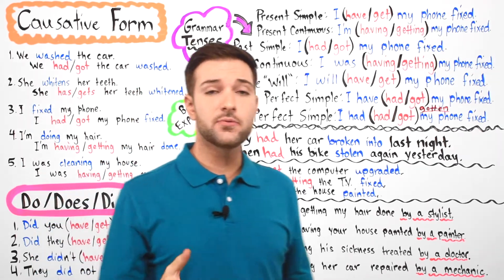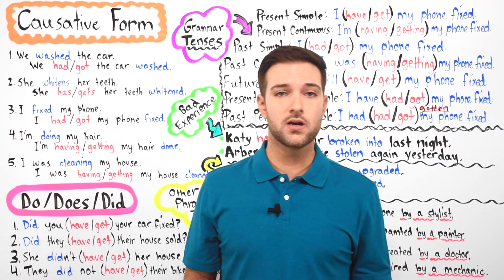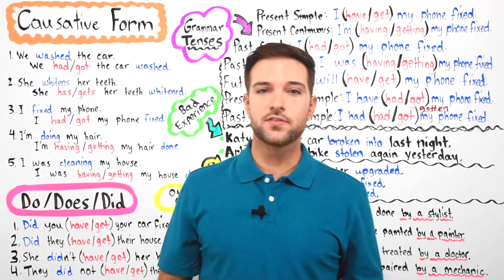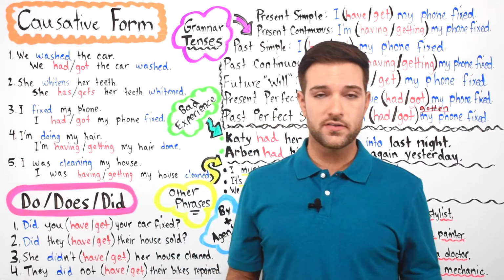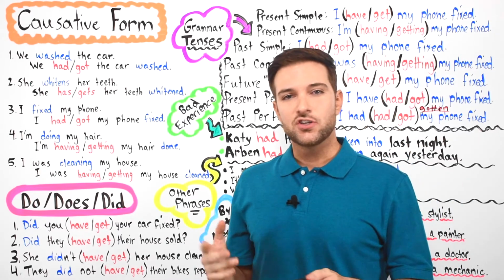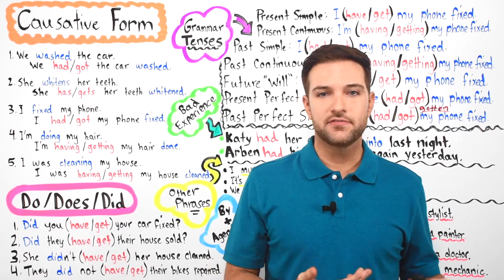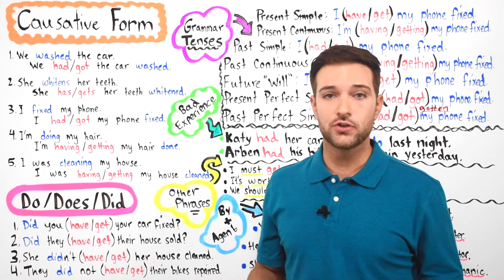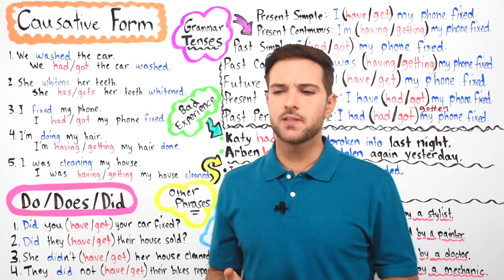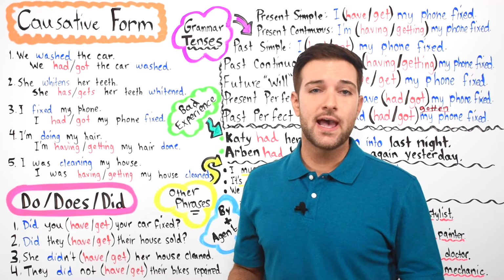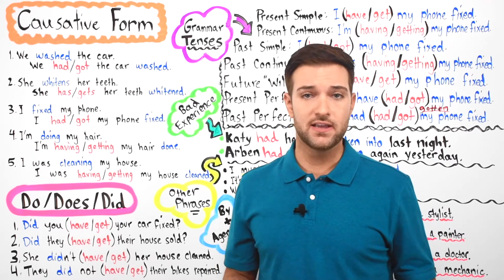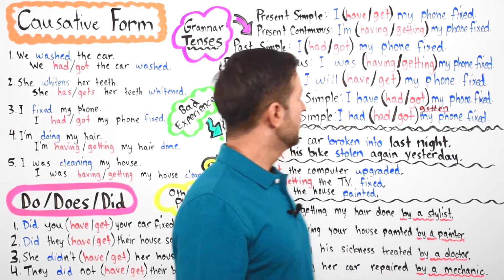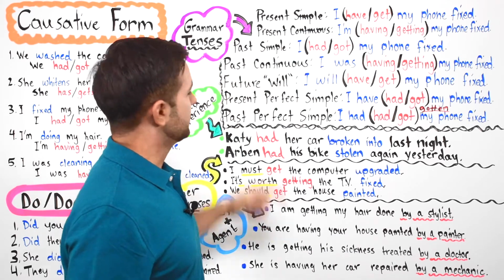Also, guys, don't forget that we have modal verbs. You know what modal verbs are. We learned about modal verbs in lessons 24 and 44. And that's like saying should, must, have to, things like this. Can, could, may, might. You could say something like, I should have my phone fixed, or I should get my phone fixed. So you can use modal verbs with the grammar tenses as well.